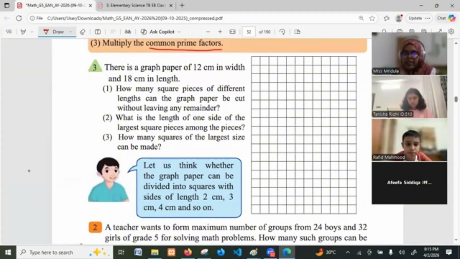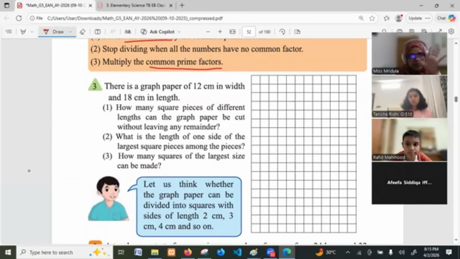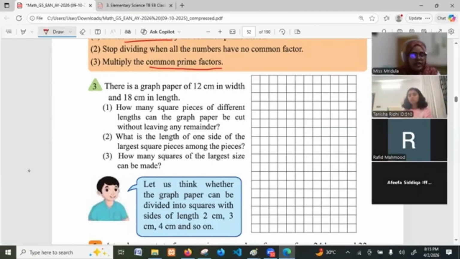The LCM's method of that and the HCF methods of that. We will not follow the other ones, the prime tree one, or finding out all the factors first, then finding out the common ones, then finding out the highest one. We will not go through that much hassle anymore.